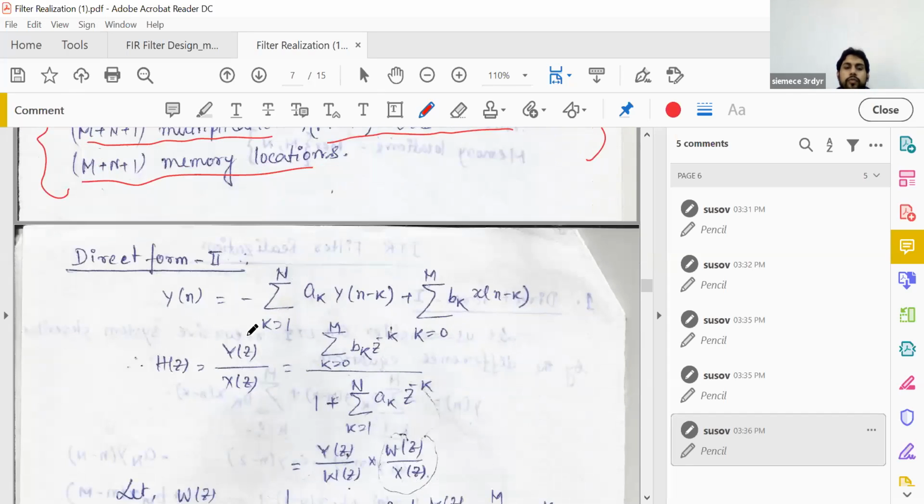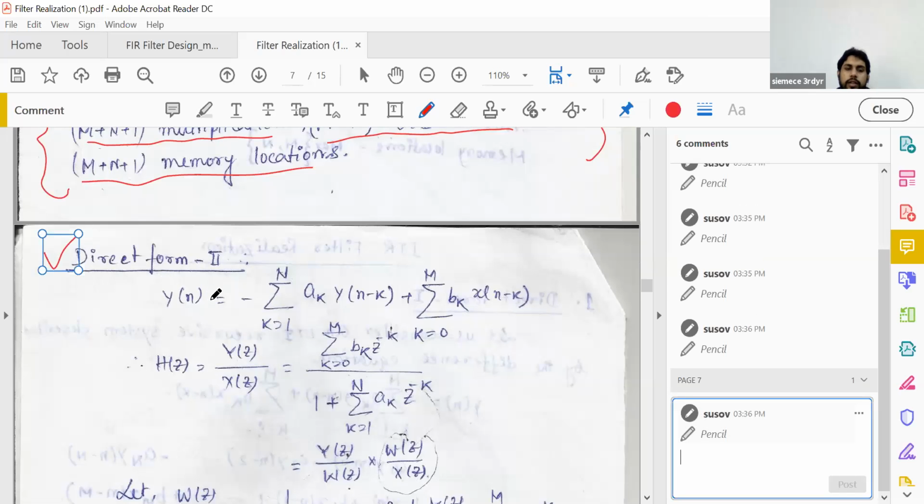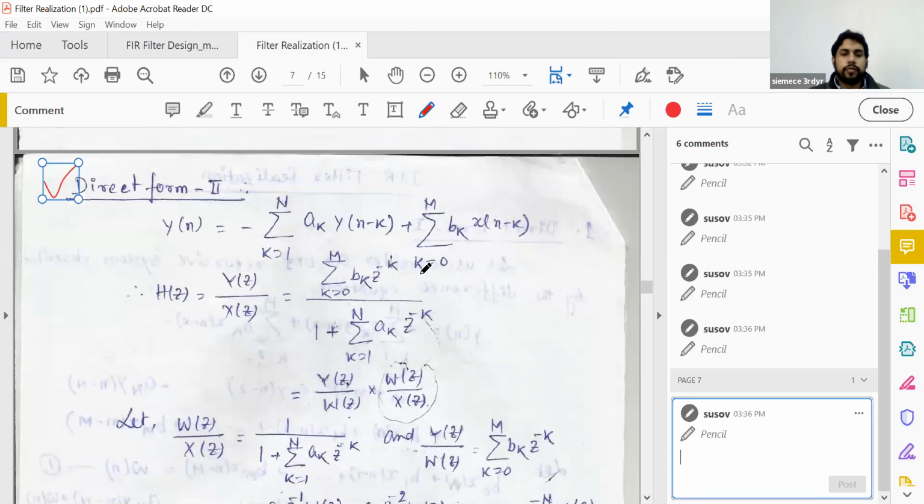Now what is DF2 realization? I will describe what direct form 2 realization is. Okay, so far any confusion? I hope you understand what is being said. Okay. So what is DF2 realization?